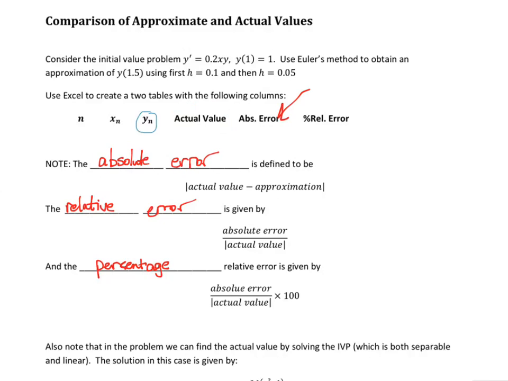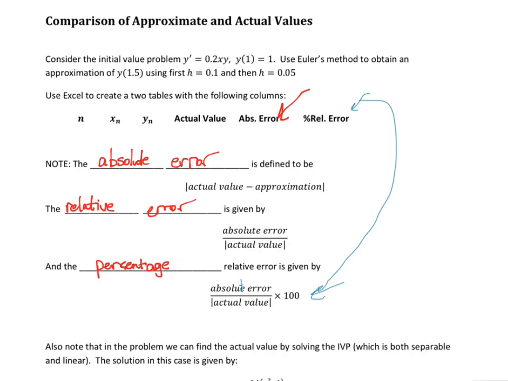And then for relative error, I'm going to use this formula that's down here. You take the absolute error, and there's a typo, that should be a T in there, absolute error, divided by the absolute value of the actual value times 100. So this is how far off you are percentage-wise. How far away is your approximate value from the actual value as a percentage of the actual value?